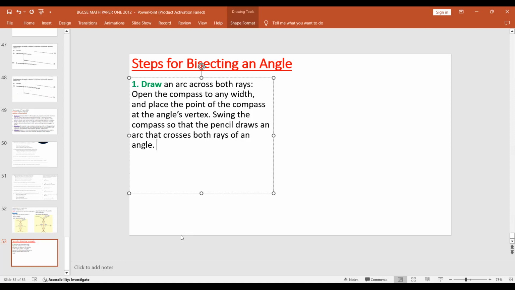Okay, so that's the first thing we're going to do. We want to draw an arc across both rays. And let me just show you a picture of just a regular angle that we want to bisect and how we're going to draw that arc. Obviously, you want to use your compass when you are drawing this arc. And so let me just show you a picture.